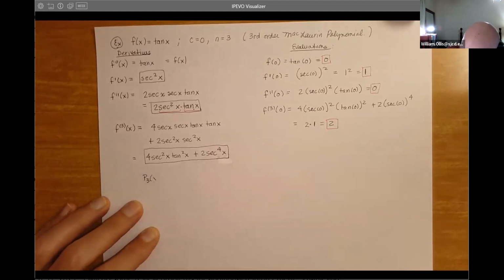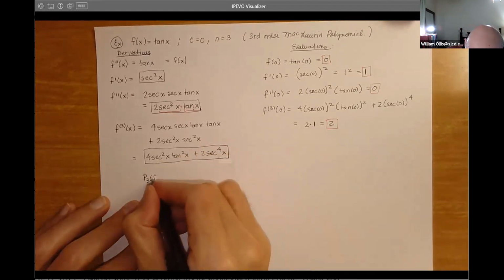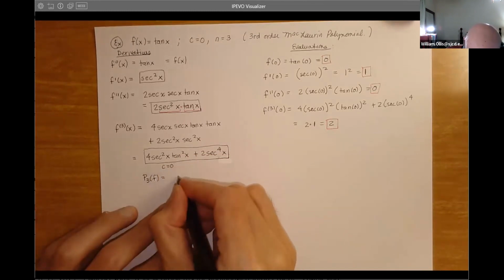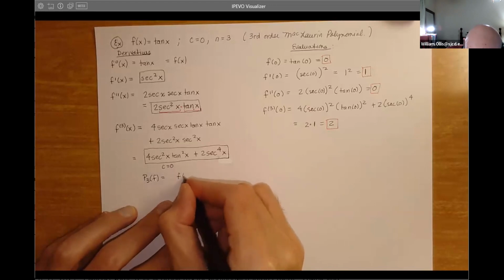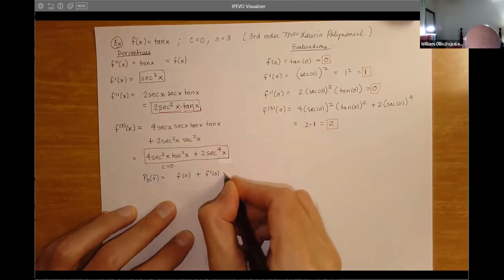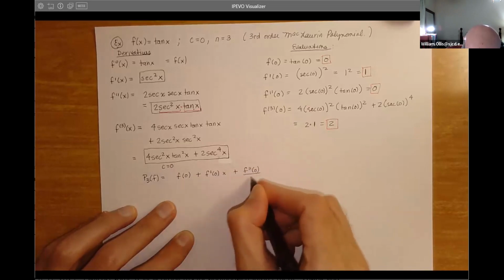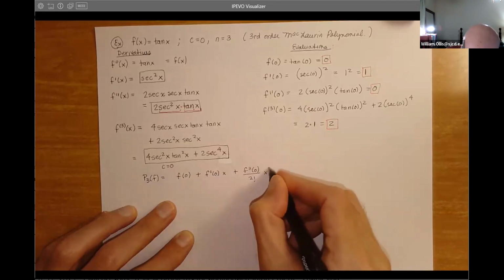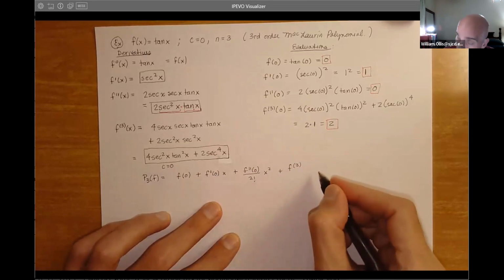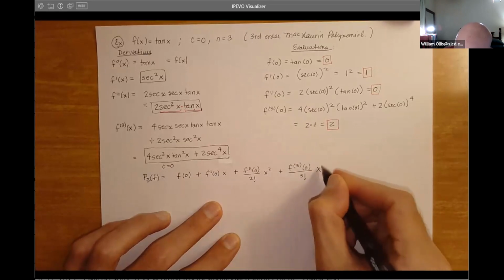Maclaurin, and of course, we'll write it in general. Let me just put F here. And of course, we have C equals 0. So this is going to be F of 0 plus F prime of 0 times X plus F double prime of 0 divided by 2 factorial X squared plus F third order derivative of 0 divided by 3 factorial times X cubed.